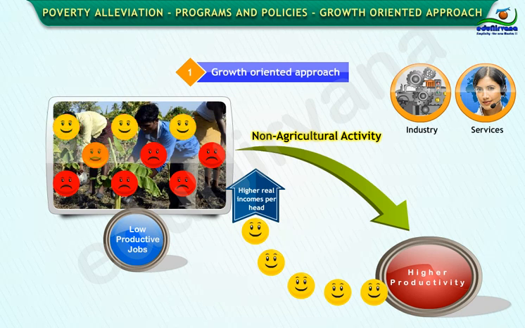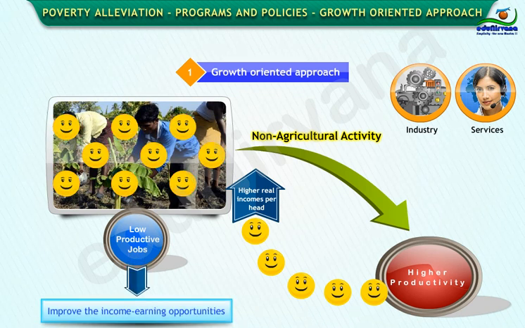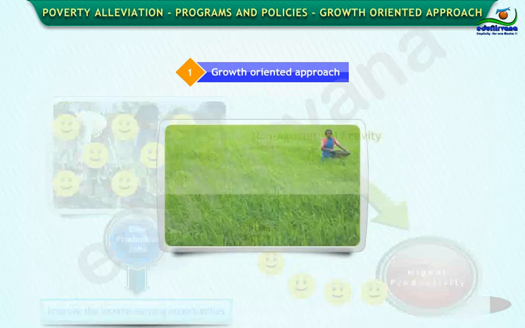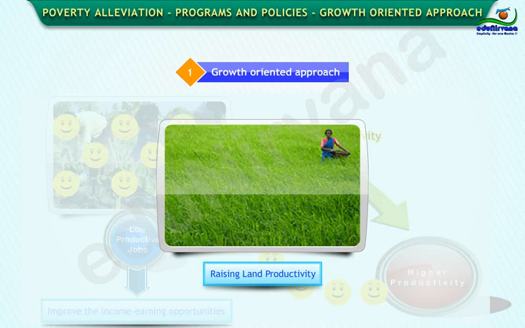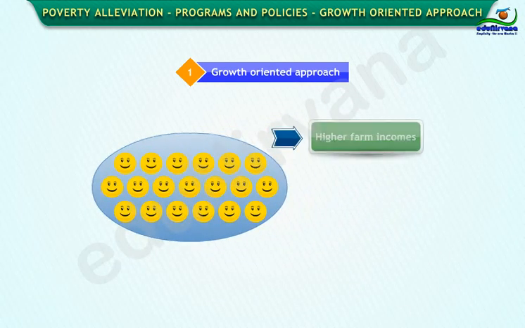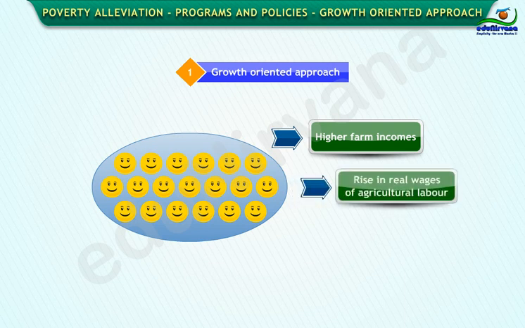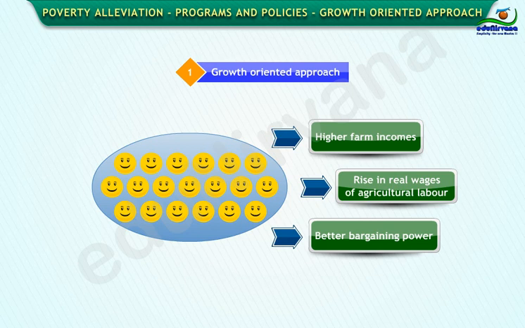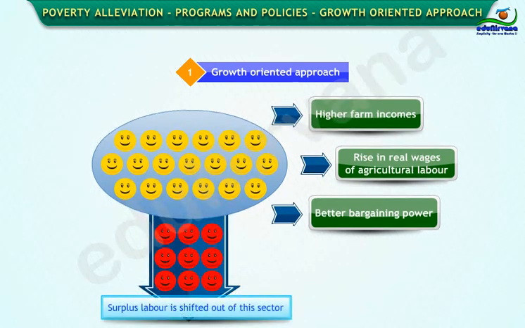This must be accompanied by efforts to improve the income earning opportunities of those who remain in agriculture by raising land productivity. This process would also lead to higher farm incomes and a rise in real wages of agriculture labor, whose bargaining power will improve as surplus labor is shifted out of this sector.